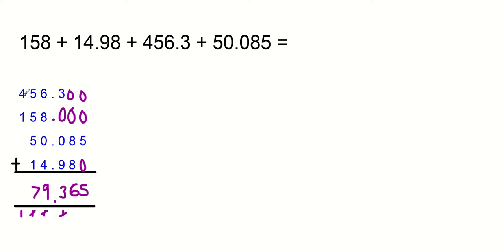Okay, and then I've got 4 and 1 is 5, add the 1 is 6. So your answer is 679.365. You can put a 0 there if you want to. It's the same as putting it here, but I didn't feel like I needed that, but you can do if you wanted to. Okay, hopefully you found that easier than the one that we did on Monday.